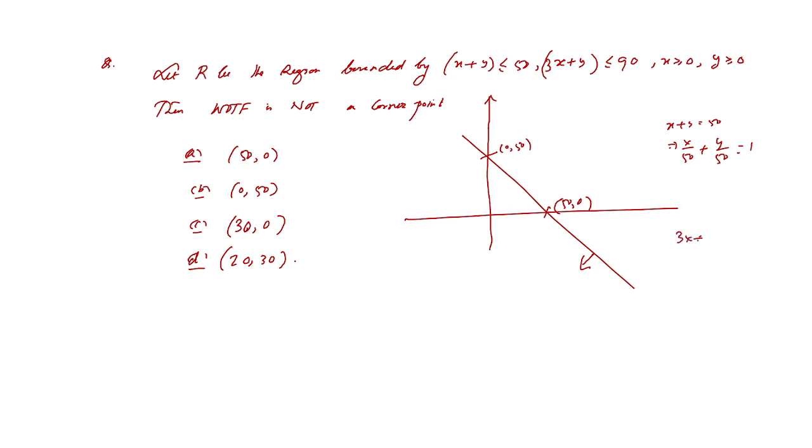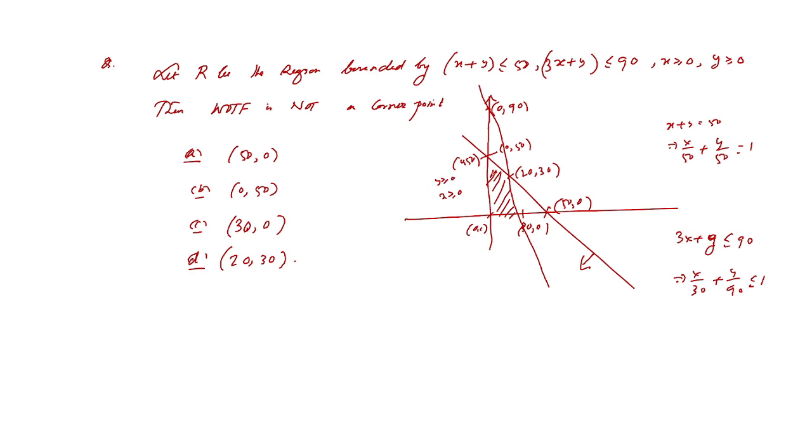Next, you will think about 3x plus y less than or equal to 90. That means x by 30 plus y by 90 less than or equal to 1. So this is the point 30, 0 and this is 0, 90. So obviously if we combine these, this will be the feasible region. This point is 20, 30 and this point is 0, 50. This point is 0, 0 because x is greater than or equal to 0, y is greater than or equal to 0. So this is exactly the feasible region.